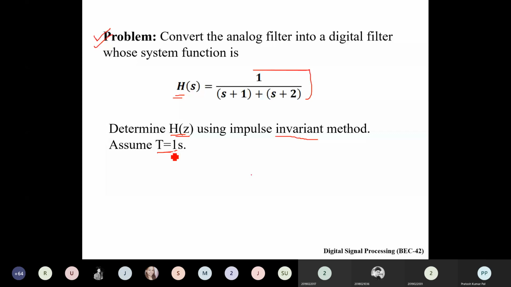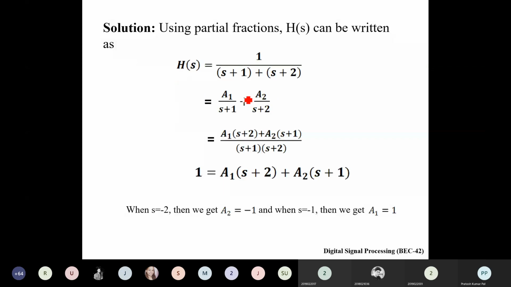Actually there is some error, it should be multiplied. So it is 1 upon (s plus 1) into (s plus 2). This is a multiplication sign, not a plus sign. So the system given is 1 upon (s plus 1)(s plus 2), which is the transfer function of the analog filter.